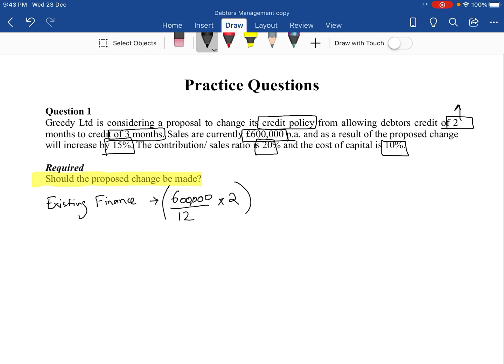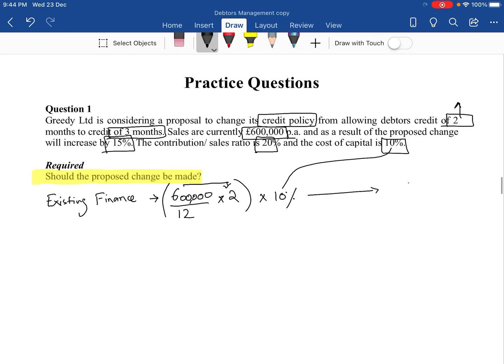So from the annual sales, we are converting it into 2 month sales, which will be the receivable balance, and then we need to multiply it with the finance rate of the company, that is 10%, to find out the existing finance cost. And if we solve it, it is going to be $10,000.